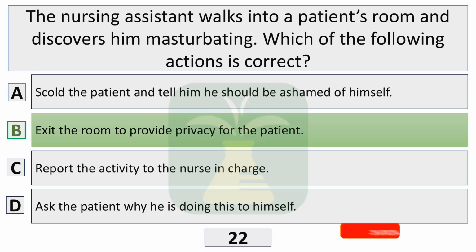Correct answer. B. Exit the room to provide privacy for the patient. Masturbation is a normal expression of sexual health. Attempt to exit quietly without disturbing the client in order to preserve his privacy and decency.